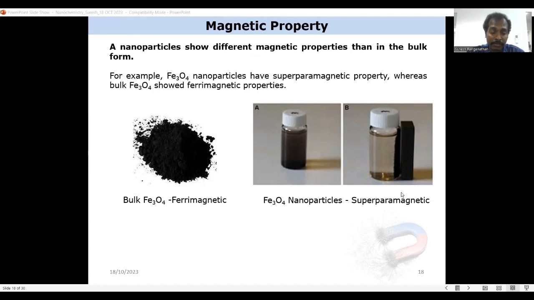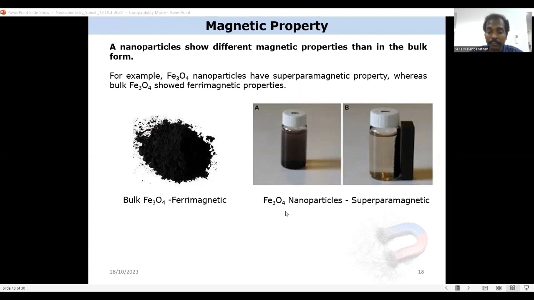And the nanomaterials also show different magnetic behavior. For example, bulk Fe3O4 has a ferrimagnetic nature. Suppose you prepare Fe3O4 in the nano form, we can get superparamagnetic nanoparticles. The same Fe3O4 in the nano form will show superparamagnetism, which is very unique when compared to ferrimagnetism.